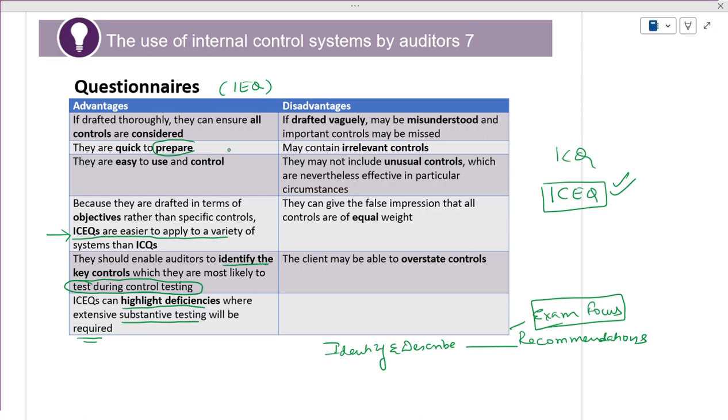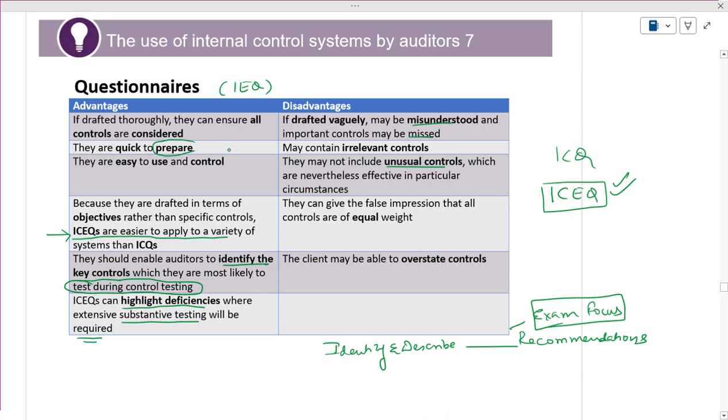Now you understand the methods are different, and the applications are different. If drafted vaguely, it may be misunderstood, and important controls may be missed. We just have to understand this, that's all. Don't go into detail. Every method will have advantages and disadvantages. They may include irrelevant controls; everyone will have their own mindset. They may not include unusual controls. Unusual controls we cannot include anywhere.